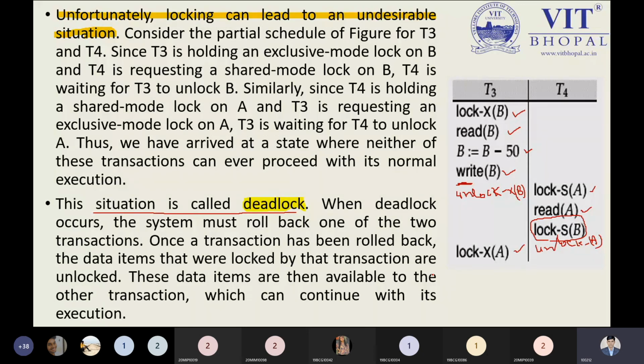Transaction T3 was using the lock operation on the B data item, and transaction T4 uses the lock B in the form of shared mode. But transaction T3 doesn't unlock the B. So without unlocking B, how can transaction T4 lock the B? This is possible, but this is an issue, a challenge that we can face, and this situation is known as a deadlock. So deadlock means a collision may occur.